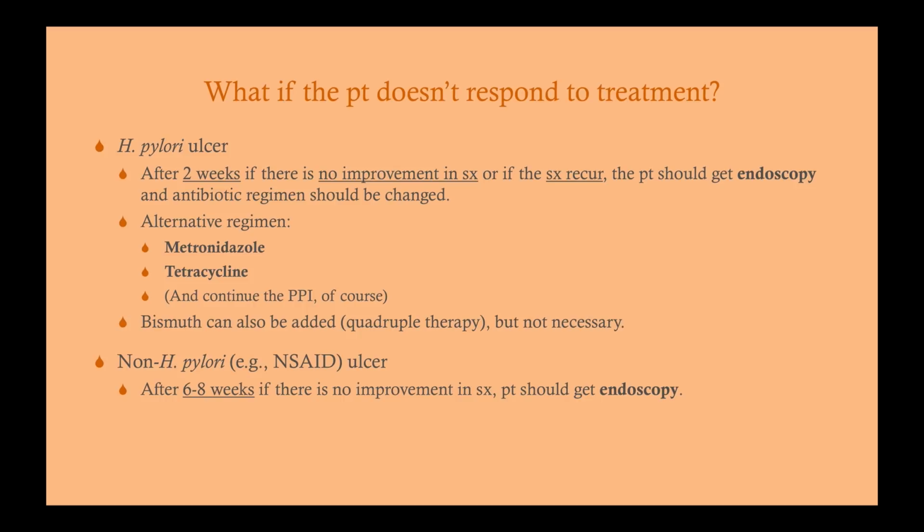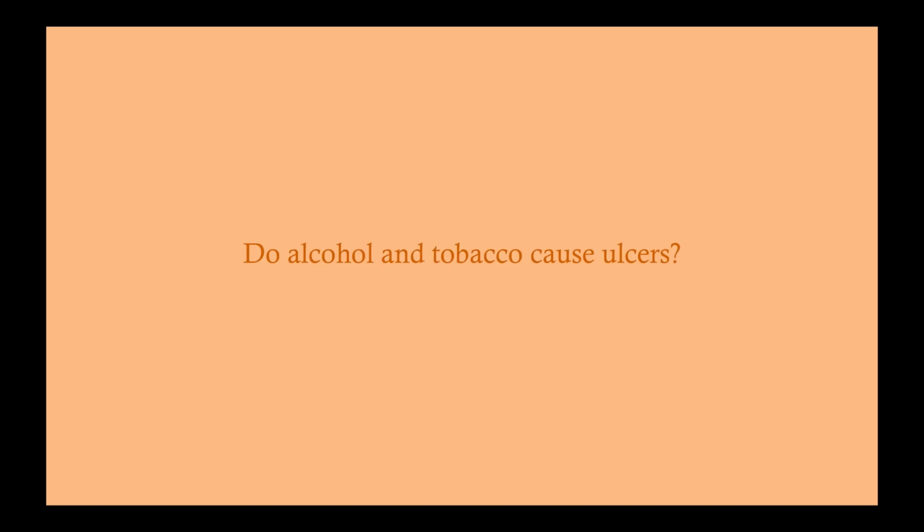If it's a non-H. pylori ulcer, then you're going to follow them up after 6 to 8 weeks. If there's no improvement in symptoms, then you're going to go ahead and do an endoscopy. And at this point, we're really looking for gastritis and the differential for gastritis. So do alcohol and tobacco cause ulcers? You always hear about alcohol and tobacco associated with ulcers. Does alcohol actually cause an ulcer? Does tobacco cause an ulcer? Think of that. The answer is no.